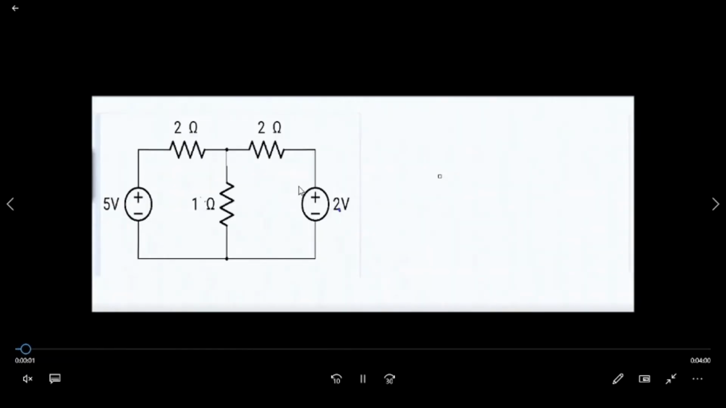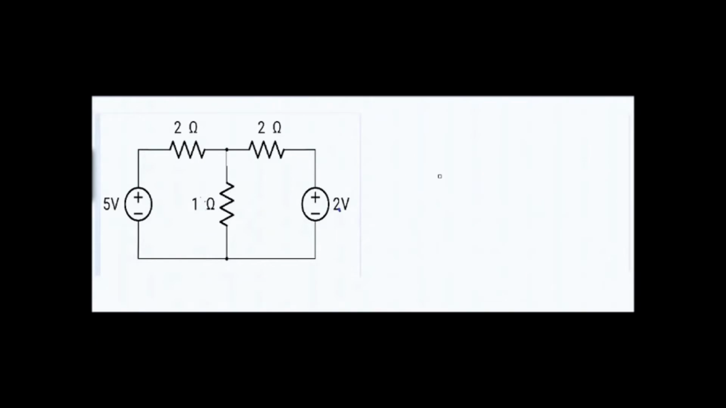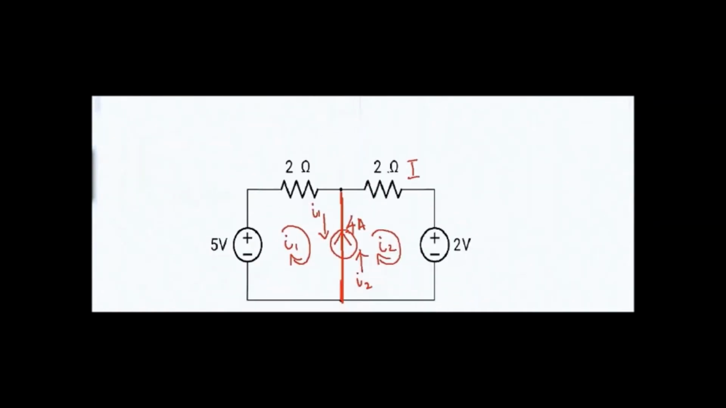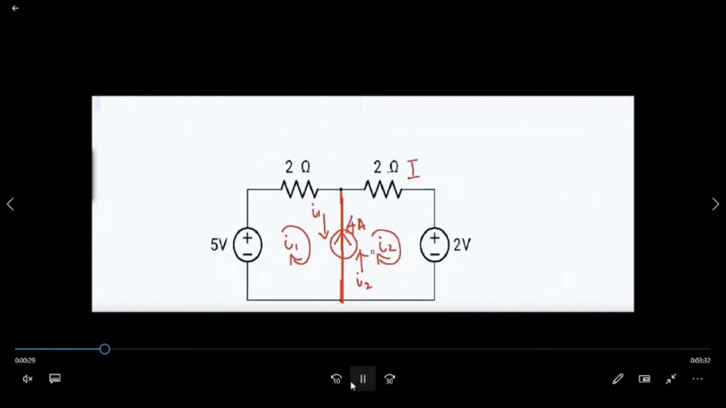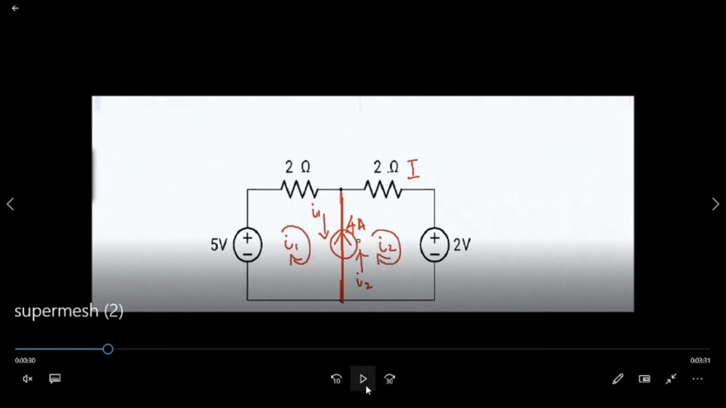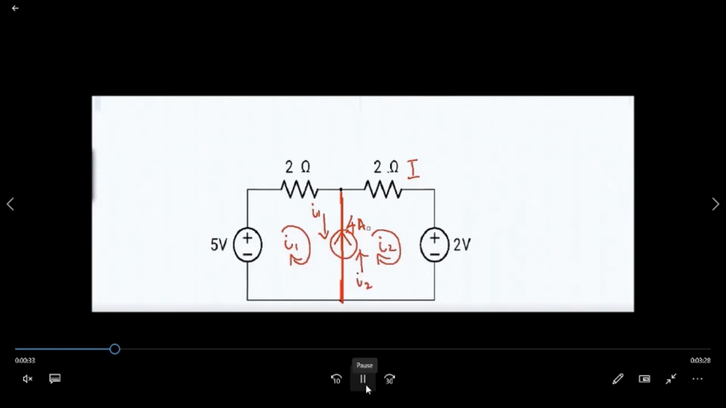Next we see this circuit. This circuit is quite familiar. We can solve it using mesh analysis or nodal analysis. However, if I change the circuit a little bit, for example into a supermesh, what should I do? This is a circuit where I change the resistor to a current source in the middle between the two meshes.